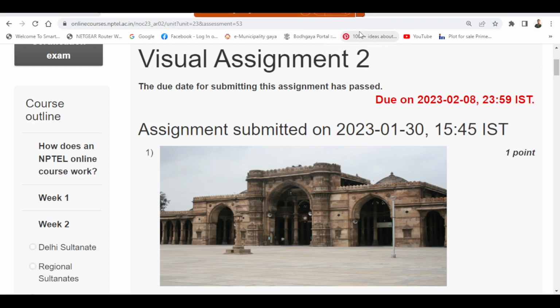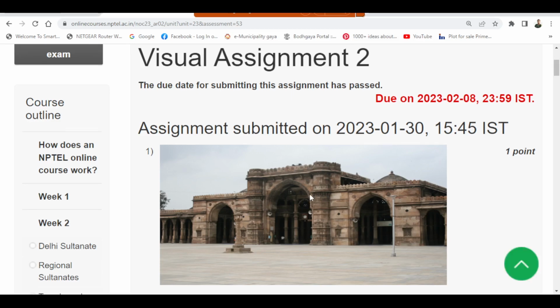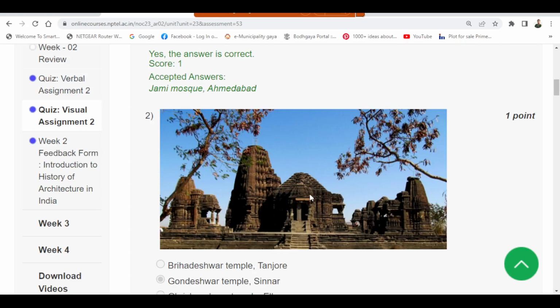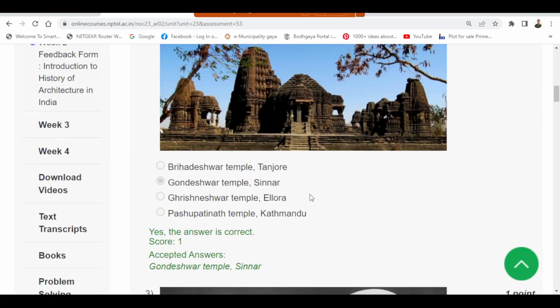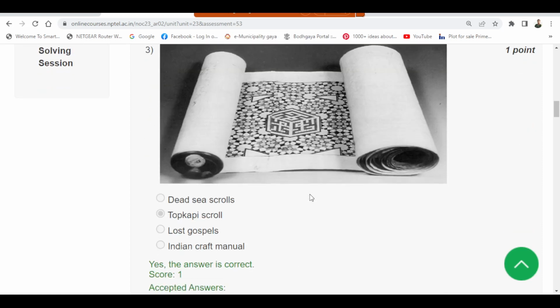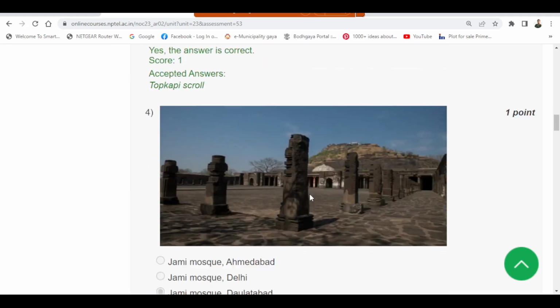Yeah, Likhita? Jama Masjid, Gujarat, Ahmedabad. Okay, so it is the Jami Mosque of Ahmedabad. What about this? This is Gundeshwara Temple of Sinnar. Then what is this? This is a kind of scroll, right? We have discussed it. What is the name of that? Topkapi scrolls. Then what about this one?